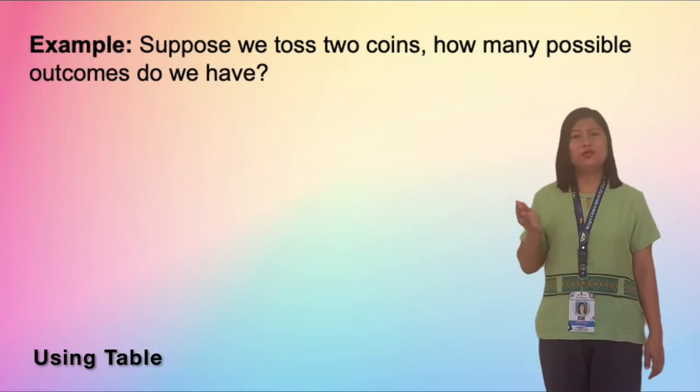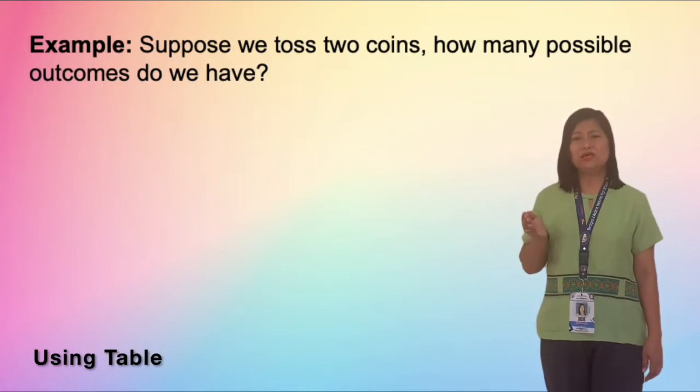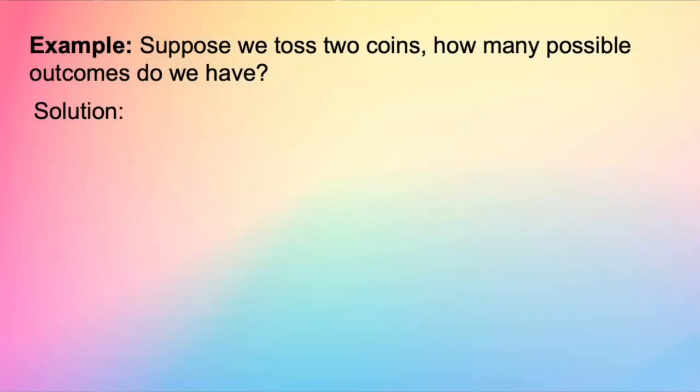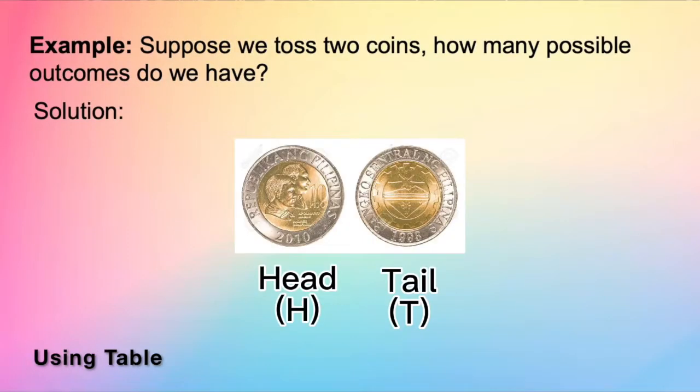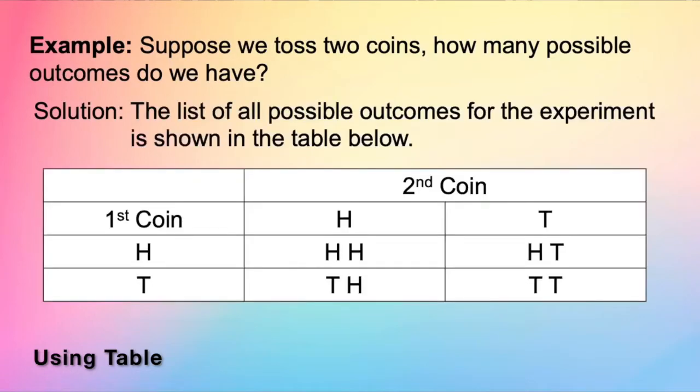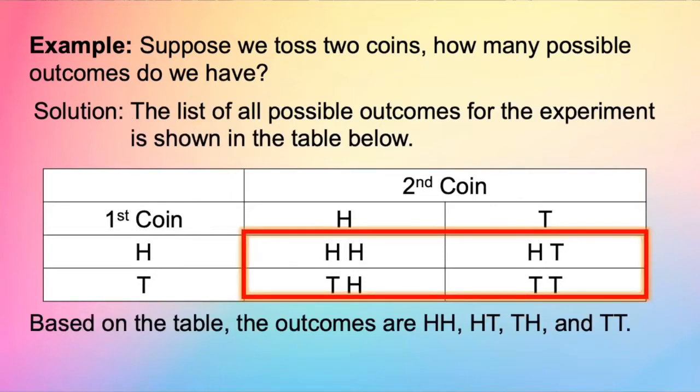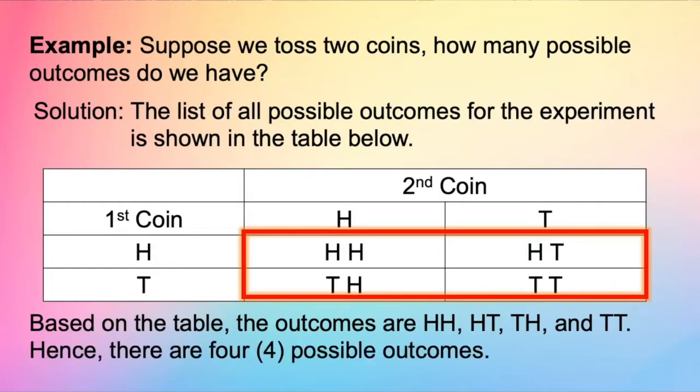Suppose we toss two coins. How many possible outcomes do we have? When you toss a coin, getting a head or getting a tail are the two possible outcomes. The list of all possible outcomes for the experiment is shown in the table. Based on the table, the outcomes are head-head or HH, head-tail or HT, tail-head or TH, and tail-tail or TT. So, when we toss two coins, there are four possible outcomes.